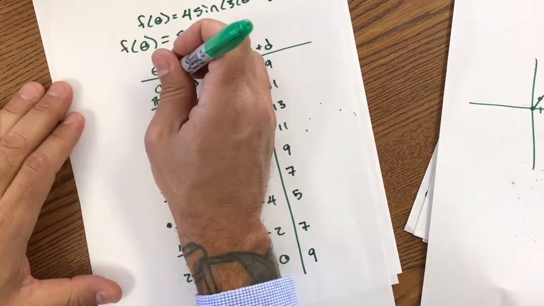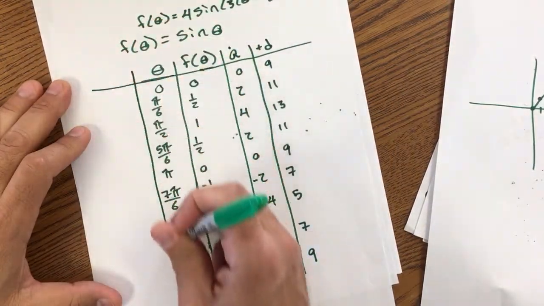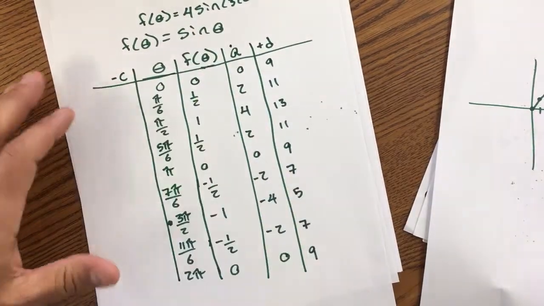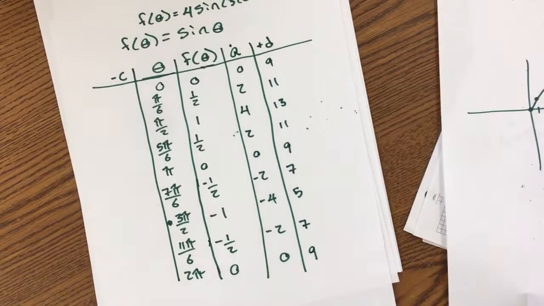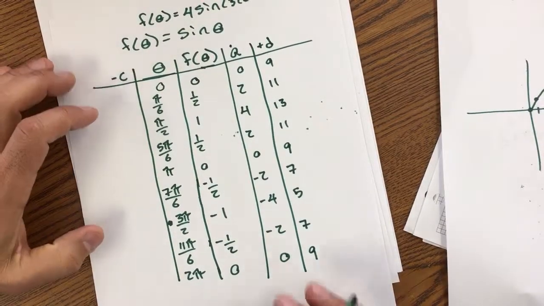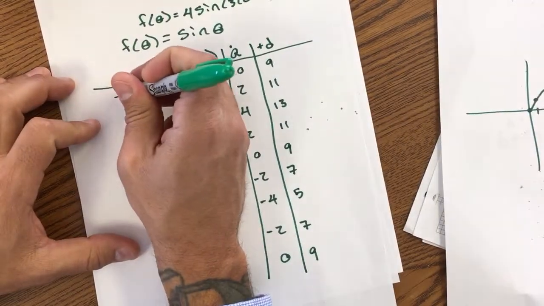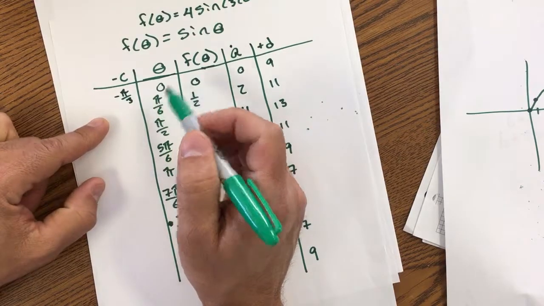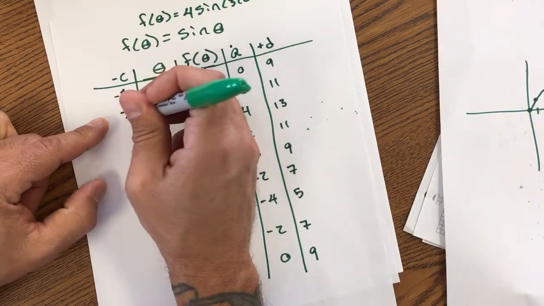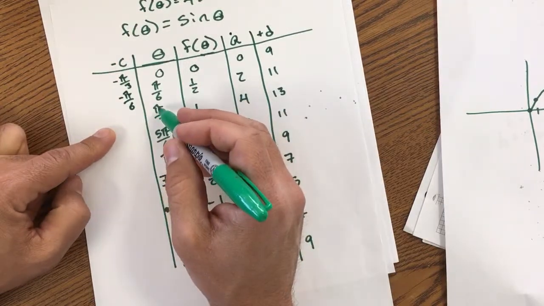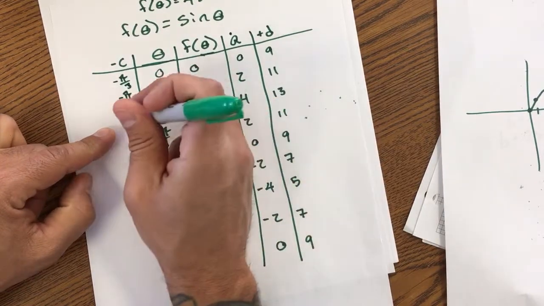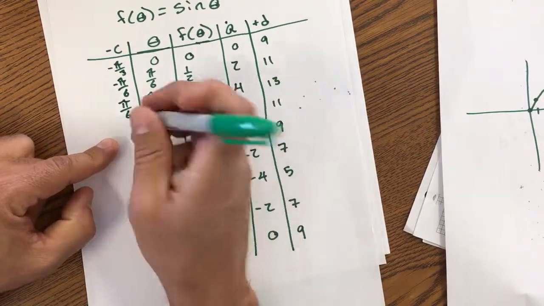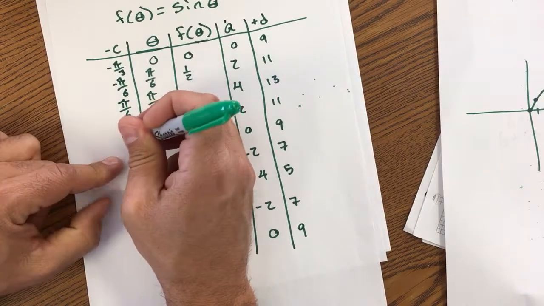And now I'm going to do the inputs. For the inputs, we always subtract the C. My C value is pi over 3. So this is going to be negative pi over 3. Pi over 6 minus 2 pi over 6 is negative pi over 6. Then 3 pi over 6 minus 2 pi over 6 is pi over 6. And 5 minus 2 is 3 pi over 6, which is pi over 2.